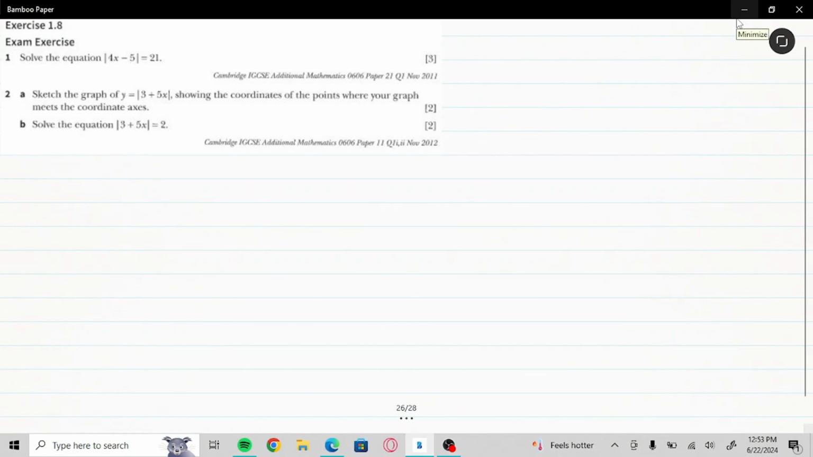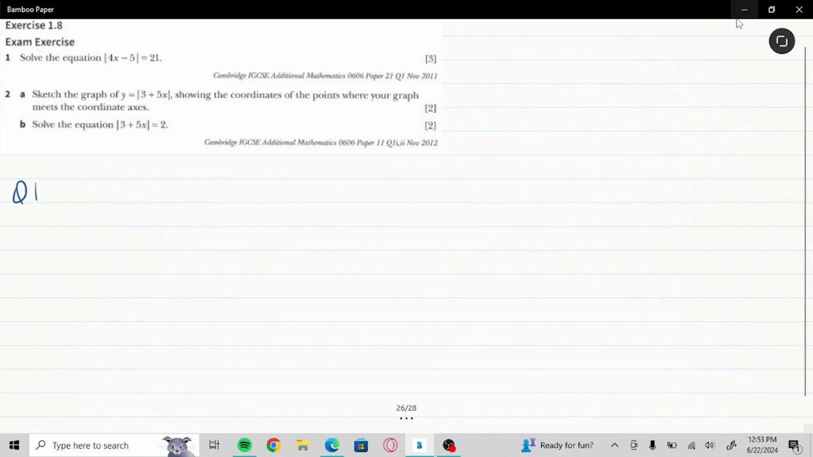Hey everyone, this is the Math Nexus, and today we are going to solve the past paper exercise, which is exercise 1.8. There's no new concept in this. It's going to be a revision of all the things we have done in this exercise till now. So, let's start the exercise.